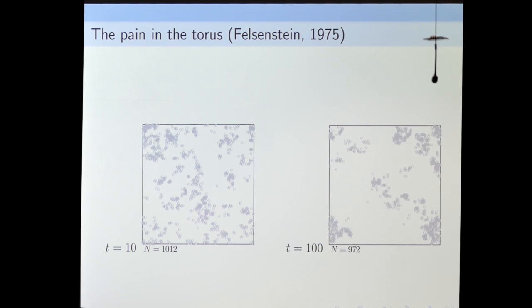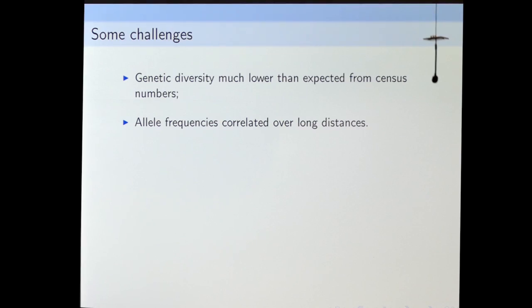Felsenstein realized that this was going to happen, and at that point he said, OK, I give up. And he wrote a paper which famously dubbed this problem the pain in the torus. So the challenge that Nick was really throwing down to me was to solve the pain in the torus. We wanted to produce a model which was a little bit like the Wright-Malécot assumption that the population would be distributed in space in a relatively uniform manner, but which actually had a stability to it so that we could write down genealogical trees in a consistent way.